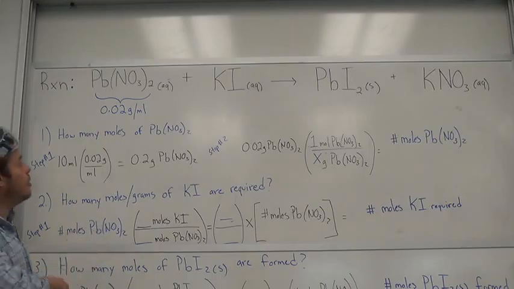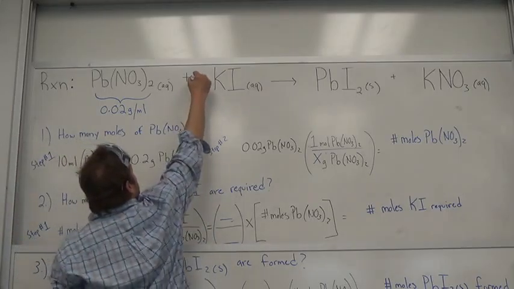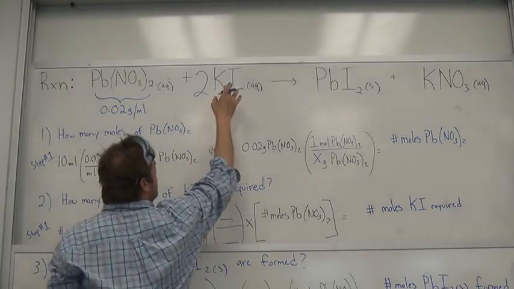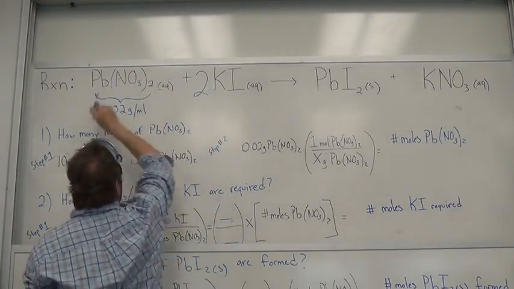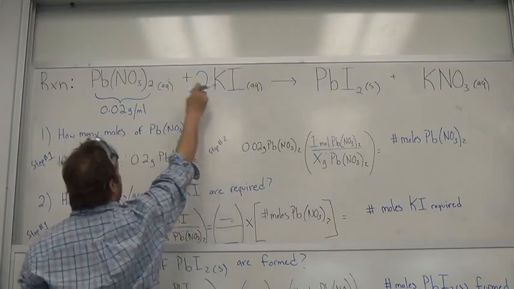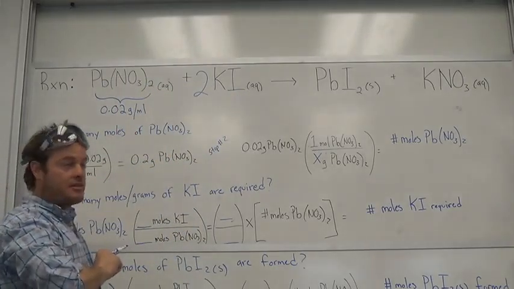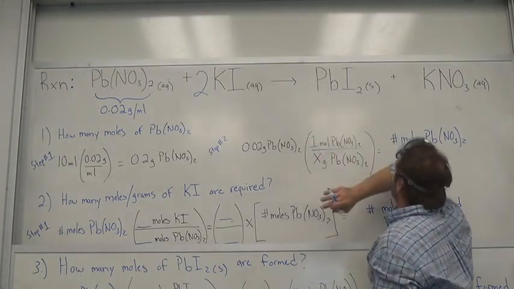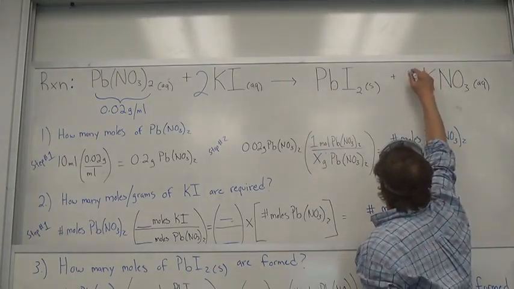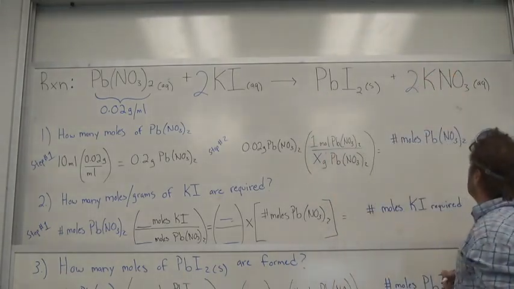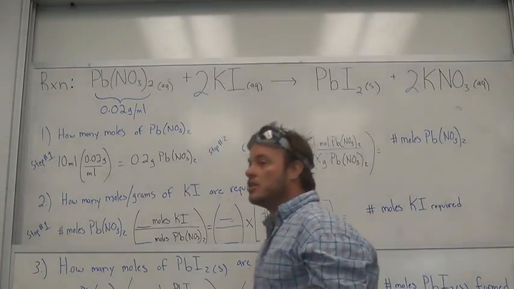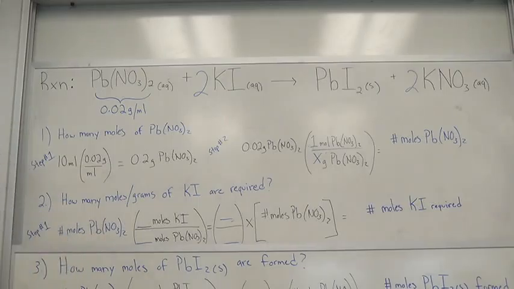And so we could put a coefficient of 2 in front of that KI, because if we have 2 moles of KI for every 1 mole of lead nitrate, then we'll have 2 I- for every 1 Pb2+. So we'll end up forming 1 mole of PbI2, and we'll have left over 2 moles of soluble potassium nitrate salt left in solution. So first thing you do, look at that equation, make sure that it's balanced.